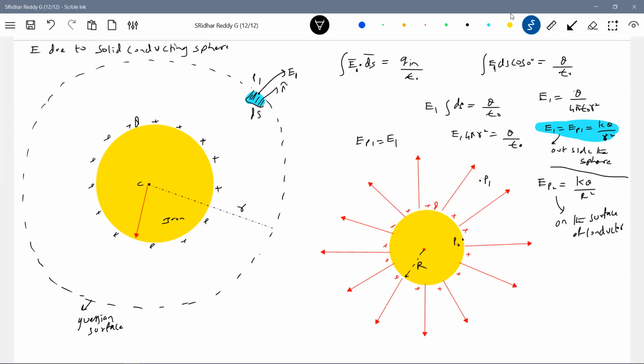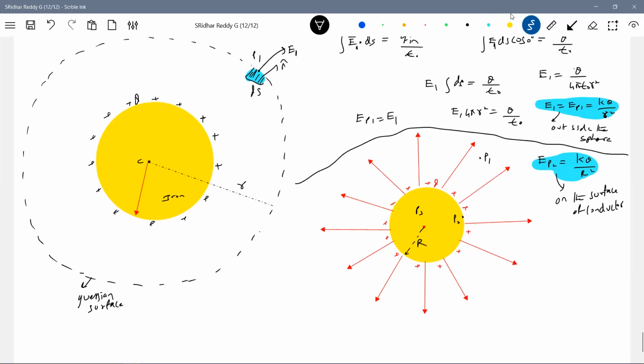Next, we have the field inside. Field on the surface: how much is it? KQ by R squared, because the point lies on the surface. Now, what about the field inside? Inside, the point will be somewhere here. Due to static charges, it should be zero, no? Now, why should it be zero?